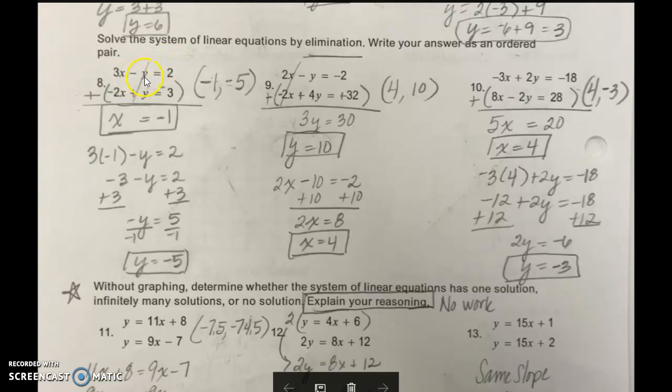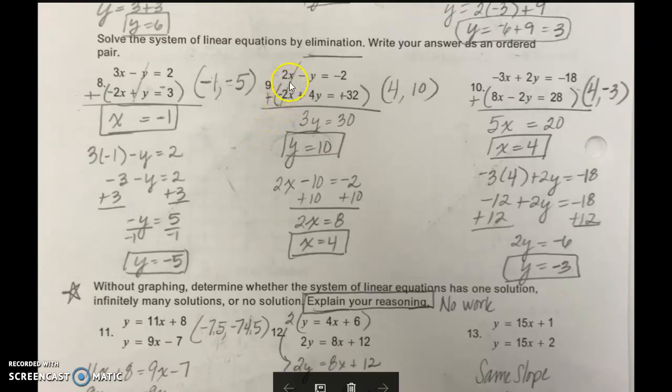We add if our variable containing the common coefficient has opposite signs. We do subtract if they have the same sign. So like here, they were both negative, so we're going to subtract. But when we subtract, we change our subtraction to addition, and we change everything inside the parentheses to its opposite. So everything in the second row goes to its opposite signs, solve for x, and then you use substitution to plug that back in and solve for y. I generally just substitute right back in the first equation, but you can always choose. The solution for number 8 is (-1, -5).